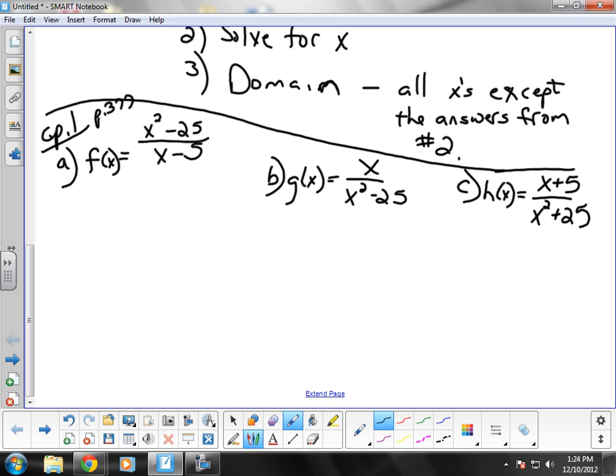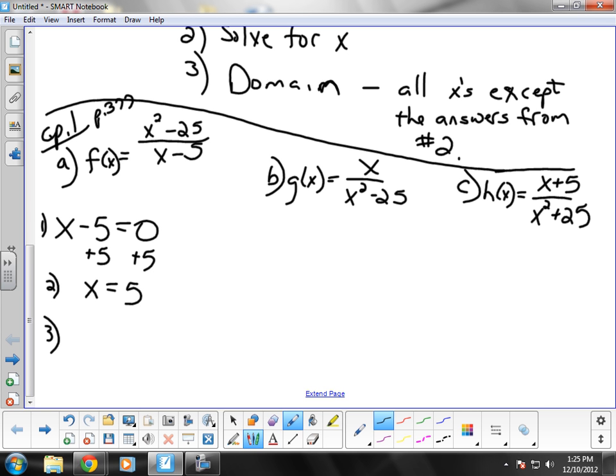Now, what's step number 1 when I'm finding the domain of these functions? Set what equal to 0? The denominator. So step number 1, I'm going to take what's in the denominator and set it equal to 0. Then what's step number 2? Solve for x. So what am I going to do? Add 5 to both sides. So x is equal to 5. Now, step 3, so here's step 1, here's step 2. Step 3 is what? Checkpoint 1a says x minus 5 on the denominator.